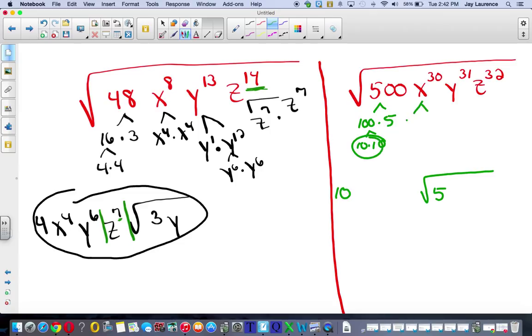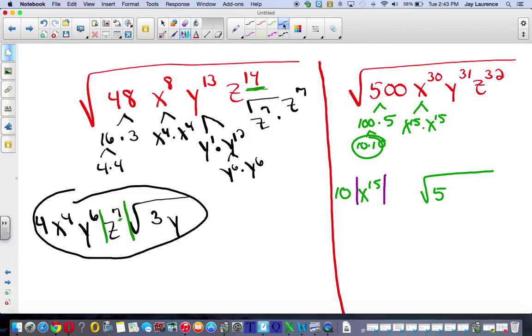x to the 30th is x to the 15th times x to the 15th. How am I doing that so fast? I'm just taking half of 30. That's all I'm doing. I need an x to the 15th outside, but whoop, I had a 30 and a 15, even, odd. I need absolute value bars around it.